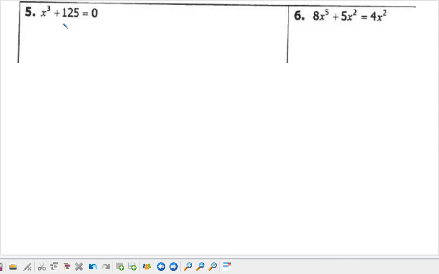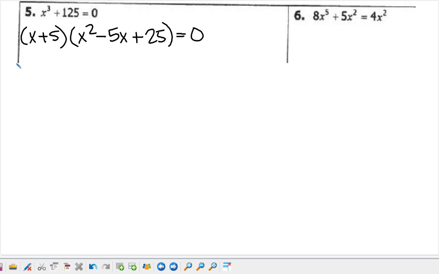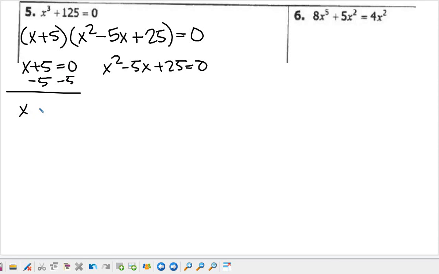So number 5, this is a sum of cubes, so I'm going to take the cube root first, and then I'm going to SOPS it. So square the first term, the opposite sign, product, plus the square of the last term. So I'm going to take my factors and set them equal to 0. So the first one's easy enough, negative 5. Okay, the second one, as I said earlier, this one does not factor 9 out of 10 times, and this one definitely doesn't factor. That's not a big deal.